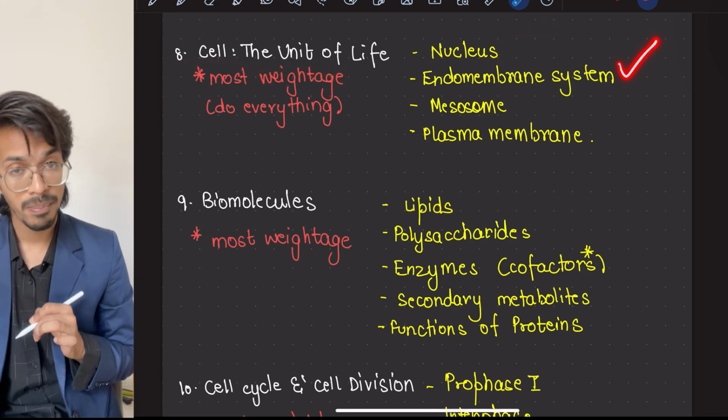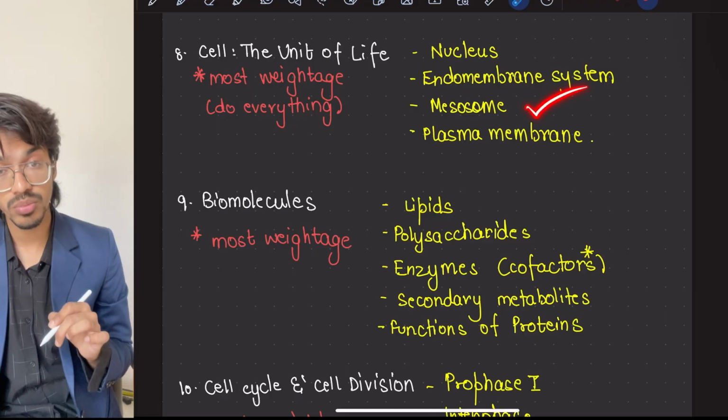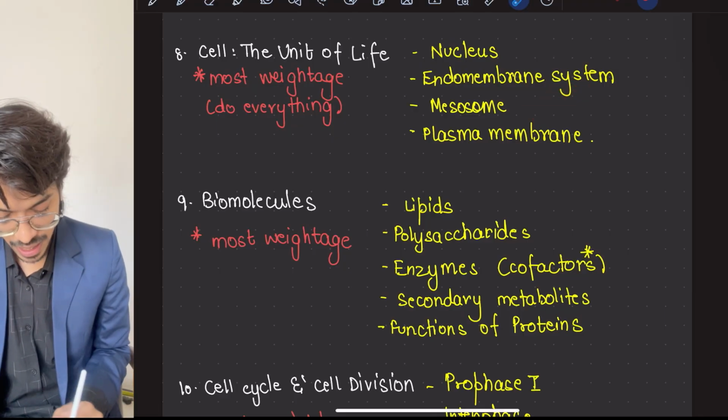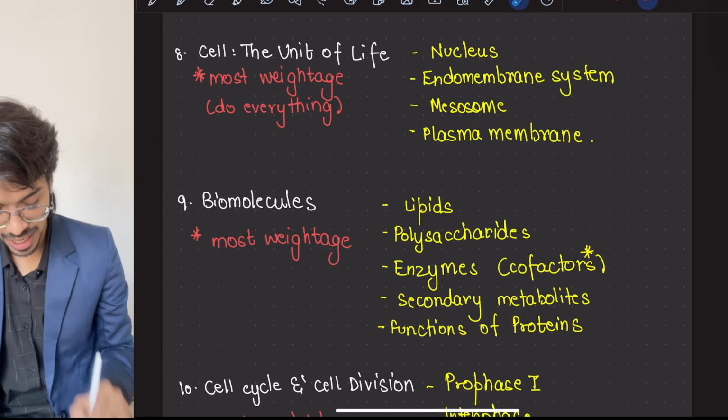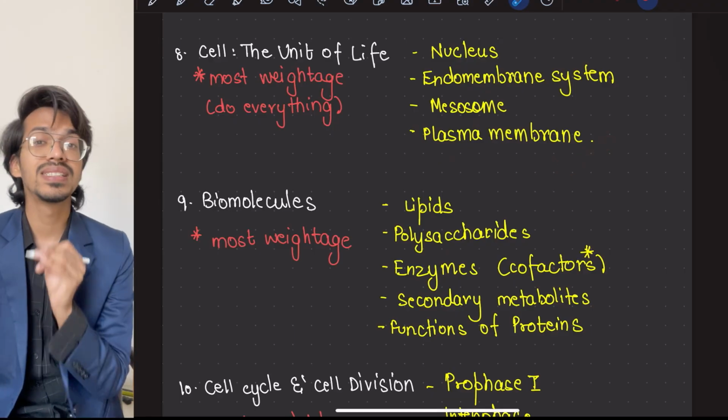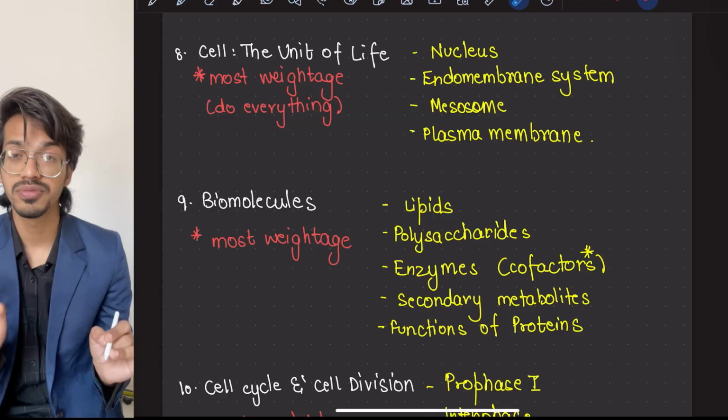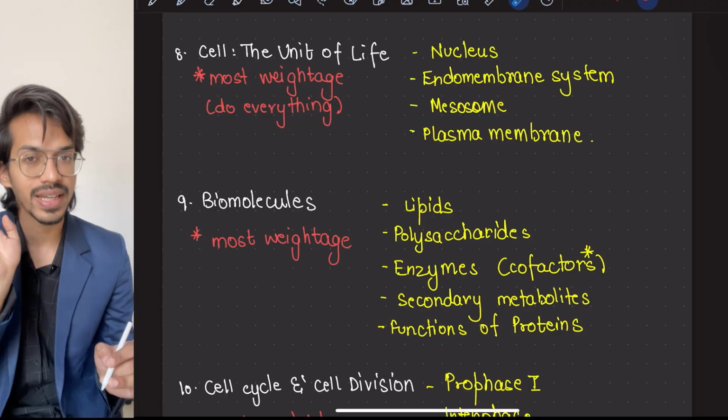After that endomembrane system, then mesosome topic, which is a prokaryotes topic, and the plasma membrane, which is most important of all. Okay, in the plasma membrane also, the active, passive, osmosis, diffusion kind of statements which are given to you, they can come from here.